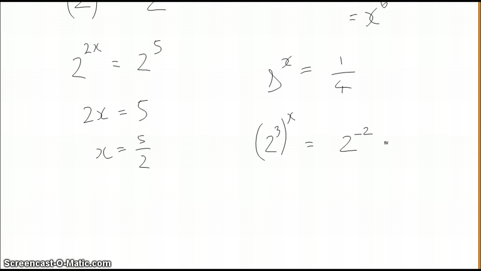Do you agree? Remember? The 2 drops to the bottom, the power goes to a positive, and 2 squared is 4. Equate the powers now. Remember, this is the same as 3x. Must equal to what? What's the other power on the right hand side? Minus 2. I heard someone say. So x is equal to minus 2 over 3.